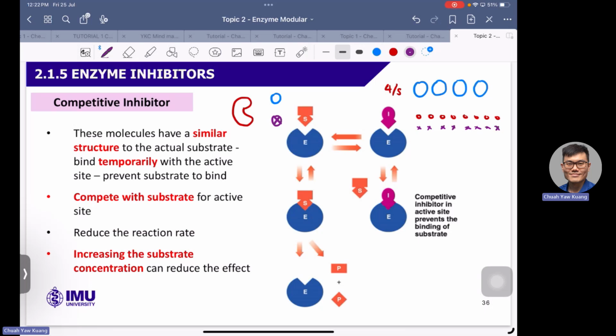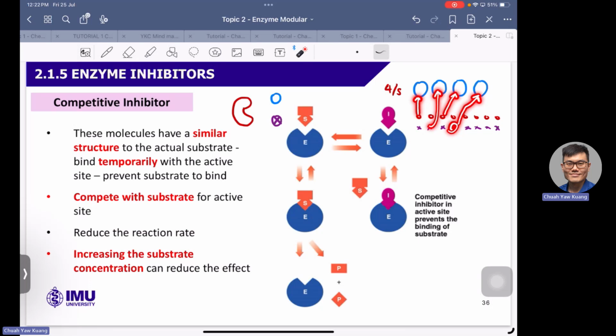So when you add the inhibitor, what is the chance for this substrate to bind to this enzyme? 50%. Okay. So that means that maybe this one will bind here, but in this one maybe the inhibitor gets in. This one maybe the substrate goes in. This one maybe the inhibitor goes in. Okay. So what is the rate of reaction now?